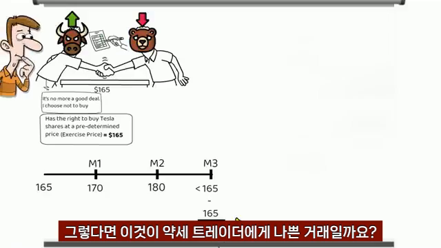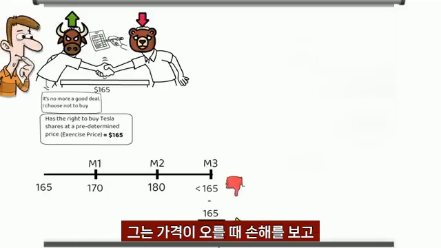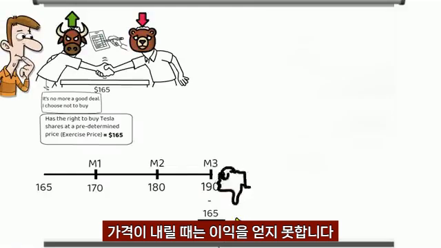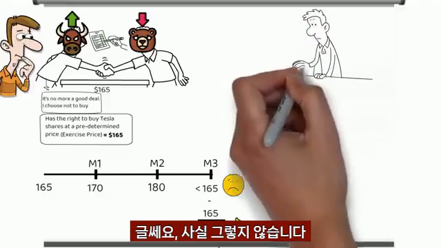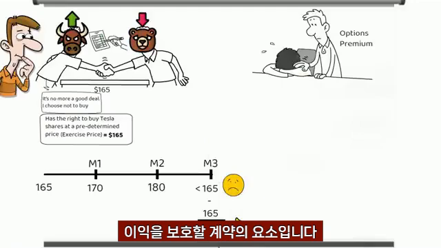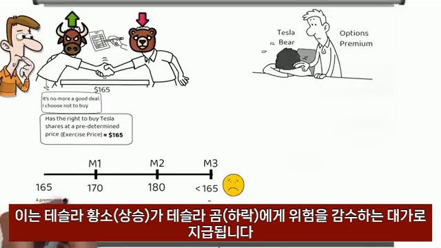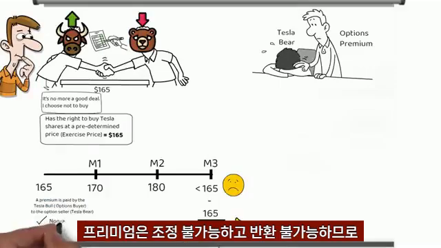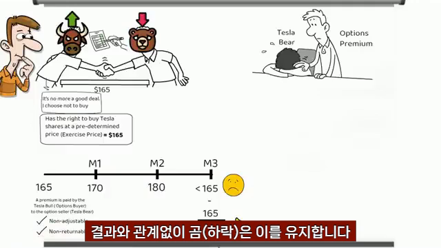But is this a bad deal for the bearish trader? He loses when the price goes up and doesn't gain when the price moves down. Well, not really. Enter options premium, which is an element in the agreement that will safeguard the interest of the Tesla bear. There would be a premium amount agreed upon at the time of the contract, and it will be paid by the Tesla bull to the Tesla bear for bearing the risk. The premium is non-adjustable and non-returnable, which means the bear keeps it irrespective of the outcome.